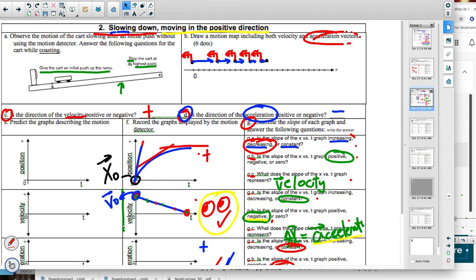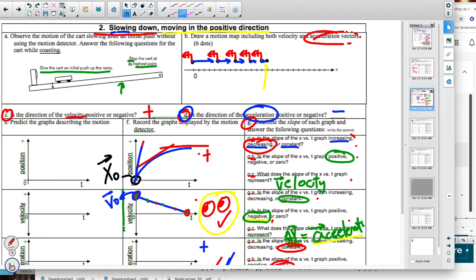But what about the last dot? That last black dot right here doesn't actually have a velocity vector. Why? Because it's stopped. At time 0, it was stopped. The velocity was 0, the slope of the position versus time graph is 0. It's not moving at the highest point. So does it get an acceleration vector? And the answer to that is yes.